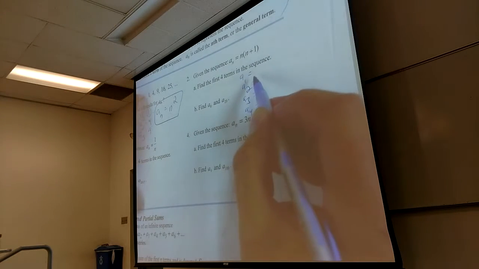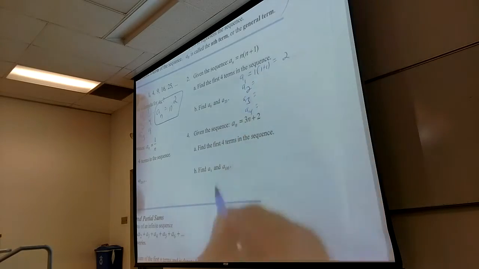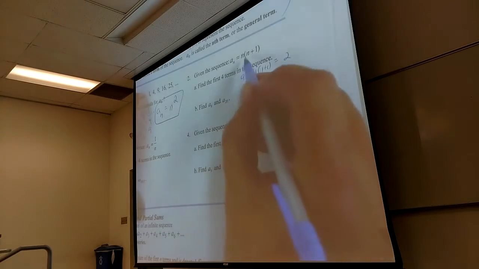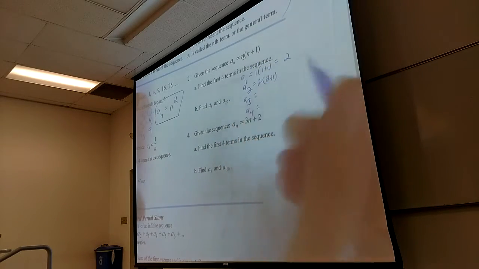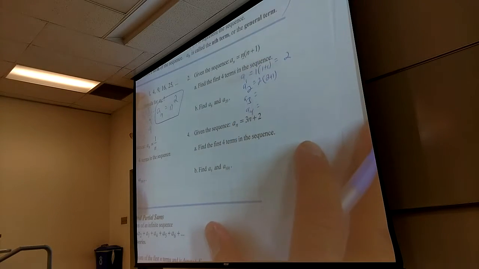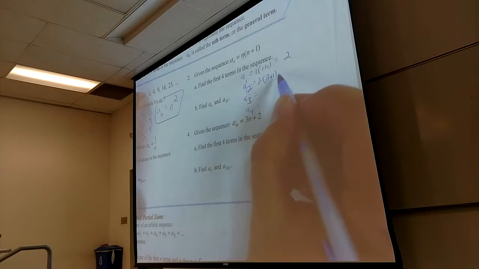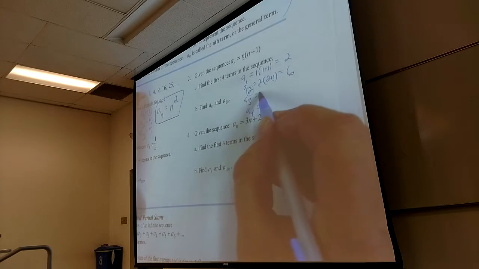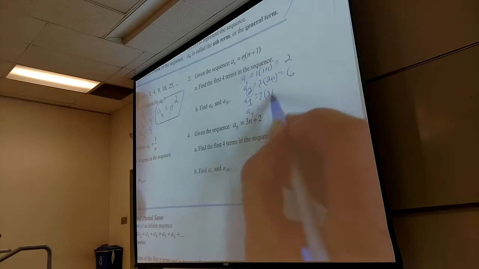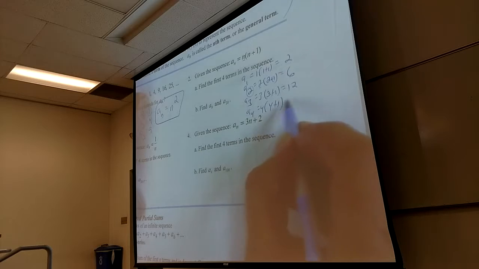So what's a_1? Yeah, it's 1 times 1 plus 1, 1 times 2 is 2. a_2 would be 2 times 2 plus 1. You guys see how it's just like function notation? It's really just taking that number and plugging it in. So 2 times 3, 6. a_3, 3 times 3 plus 1, 12. And 4 times 4 plus 1, 20.